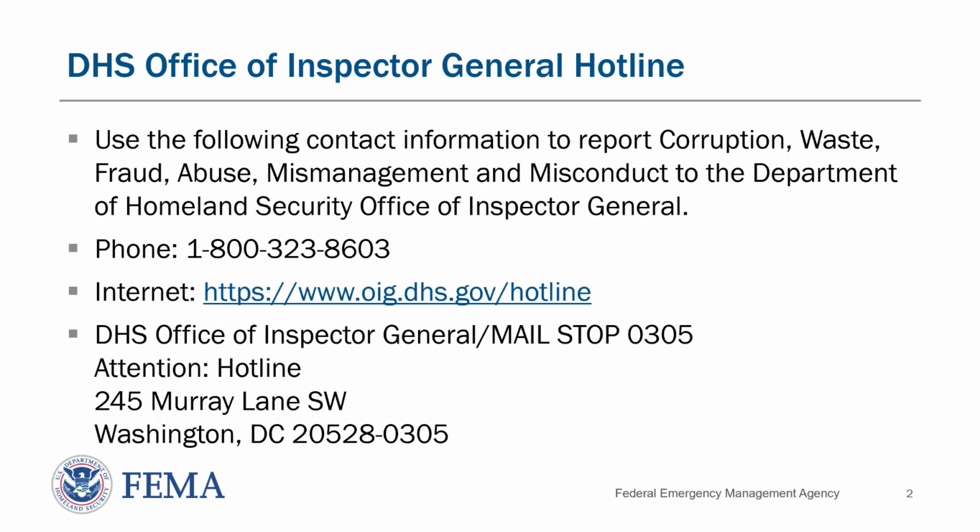To report corruption, waste, fraud, abuse, mismanagement, and/or misconduct, contact the Department of Homeland Security Office of Inspector General by phone at 1-800-323-8603 or via the website or mailing address listed on the screen.